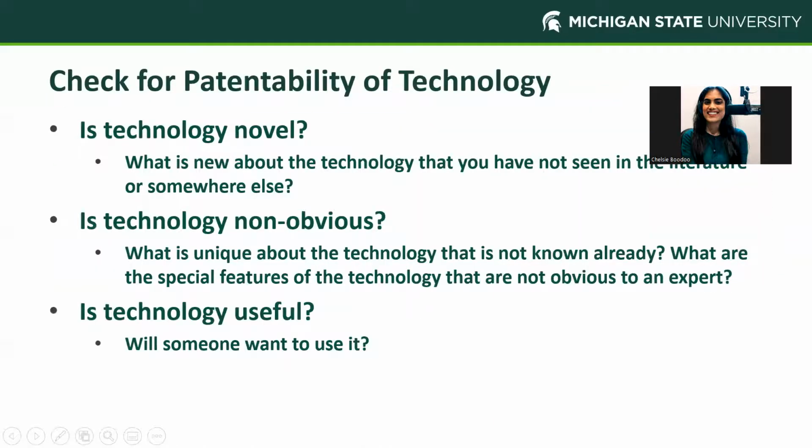So by this time, you will now look at patentability of the technology. There are 3 requirements for patentability: novelty, non-obviousness, and usefulness. So the question is, is the technology novel? Has it not been seen before? Is it new? Is the technology non-obvious? What is already known, and why should this be new? And is the technology useful? Will someone want to use it?